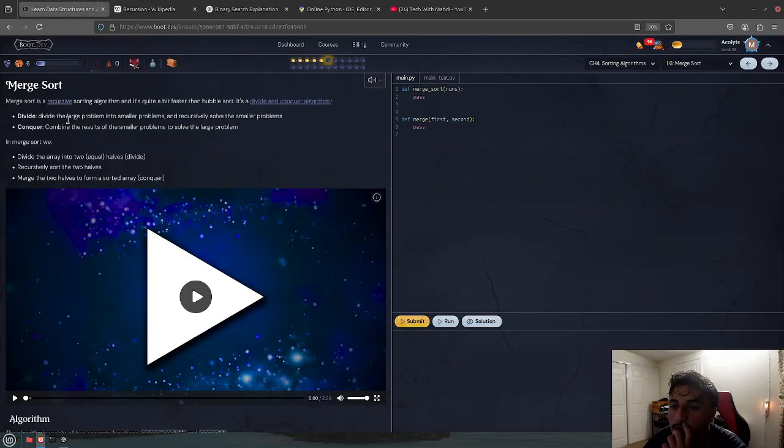Divide the large problem into small pieces and recursively solve the smaller problems. Conquer, combine the results of the smaller problems to solve the large problem. So in merge sort, we divide the array into 2 equal halves. Divide. Recursively sort the 2 halves. Then merge the 2 halves to form a sorted array. Conquer. Alright, let's watch this video.